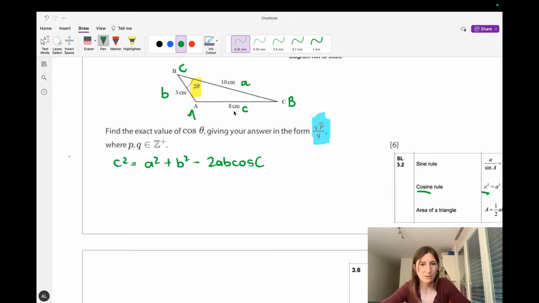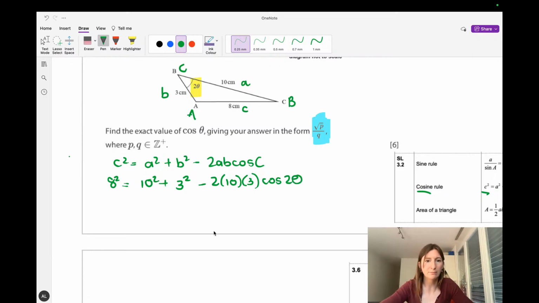And fill it in. So C was 8 squared. A was 10 squared. B, see how easy it is when you've already written it out. You don't even have to think about it. You just go and fill everything in. A was 10, B was 3, and cos C was 2 theta. Okay.